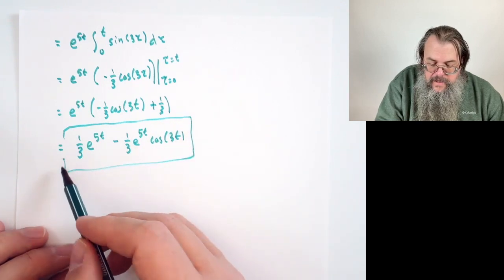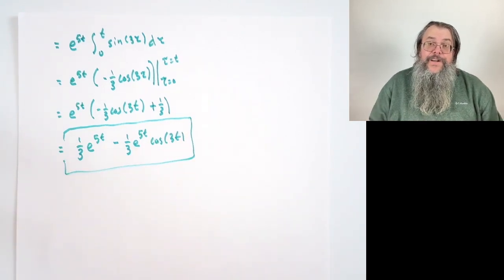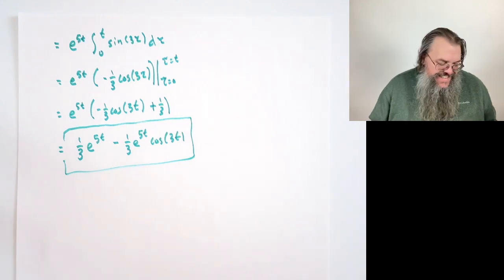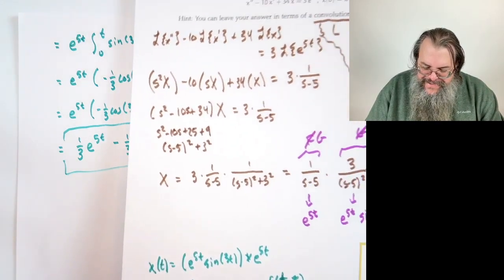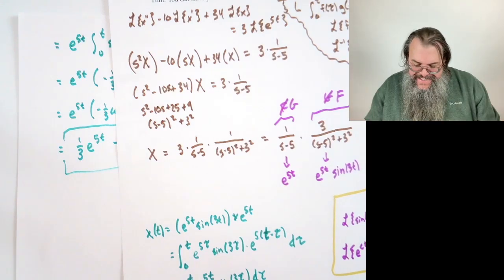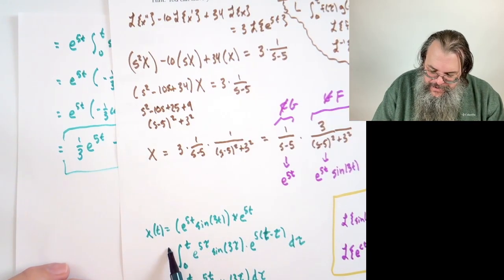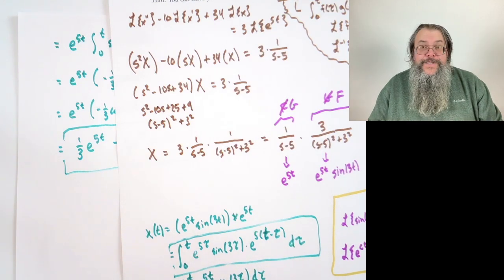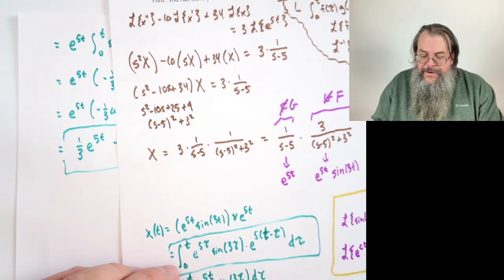Now you're thinking, would we have to have gone all that way? The answer is no. Because of the hint, we could have stopped back here. And I'm just like, but why would we stop when we can keep going?